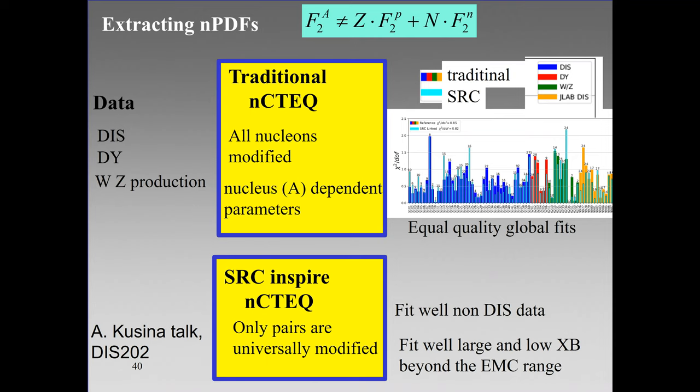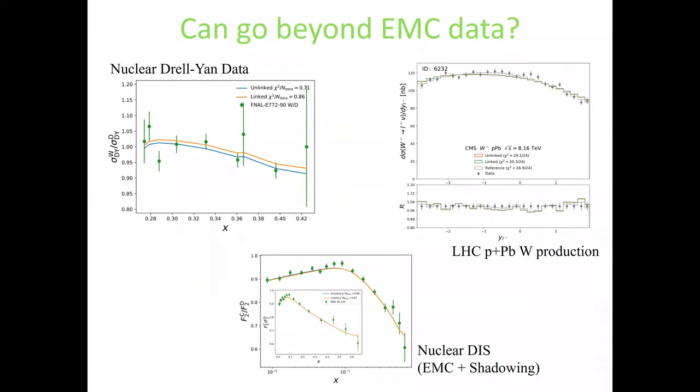How well you can describe it, let me flip through a little bit of data. You see, this is Drell-Yan data, and those are the calculations under the short range motivated assumption that only a small number of pairs are being modified. And this is the W production. And you see, this is deep inelastic scattering at very small x where we don't have anything to say. We didn't put anything related to it, but it's nicely fit.